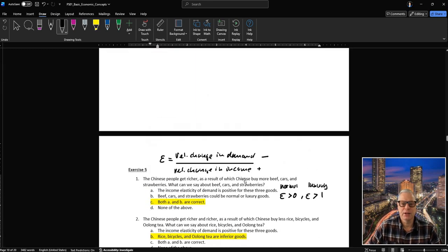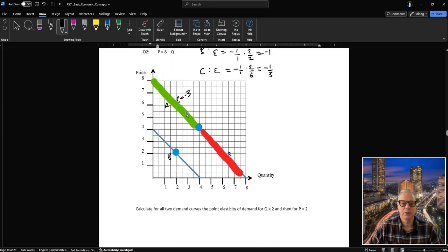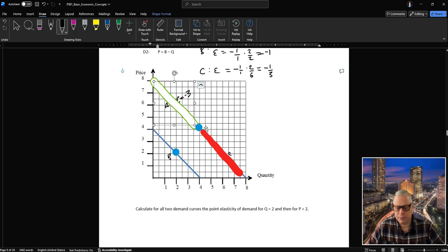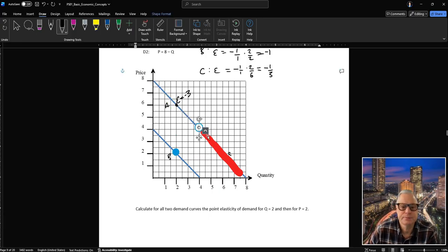So maybe we can illustrate it by going to an example that we did earlier. So okay, let's take again the demand from 8 to 8.